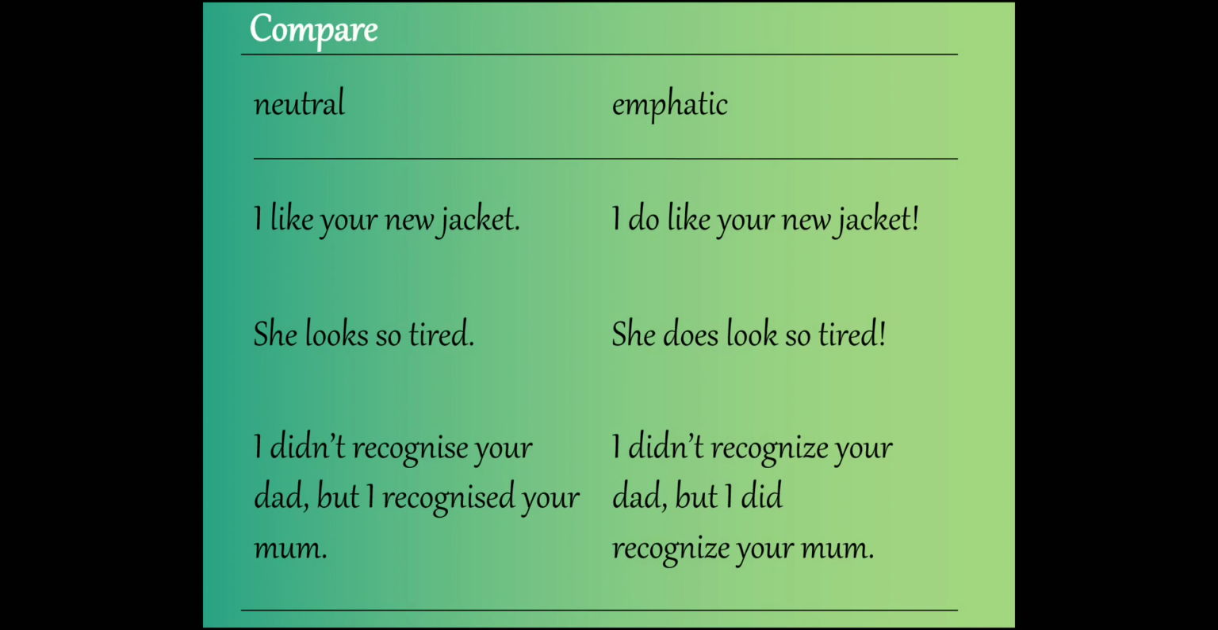"I did not recognize your dad, but I recognized your mom," right? When we give some importance or when we stress that, "I did not recognize your dad, but I did recognize your mom." Is it clear? I did recognize, and again "I did recognized" cannot come. Be clear with it. Whenever we use those do forms, the base form of the verb should be there. Again I cannot write recognized.